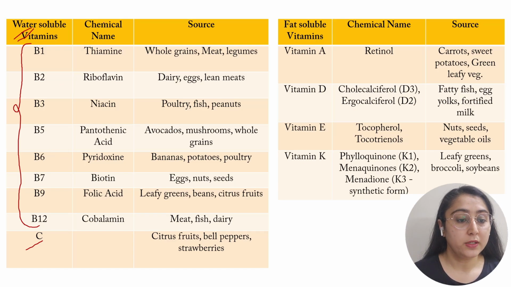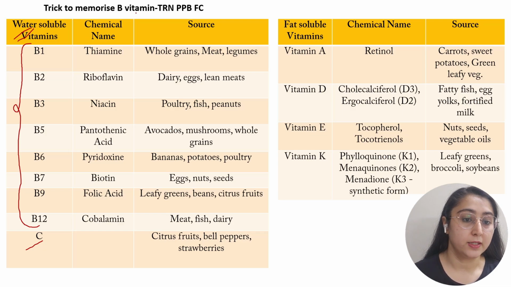So for their chemical names, a trick to remember the chemical names for the B family is this acronym: TRN, train, PPB, parts per billion, FC, food contamination. So in this order we can remember thiamine, riboflavin, niacin; then PPB: pantothenic acid, pyridoxine, biotin; and then FC, which is folic acid and cobalamin.